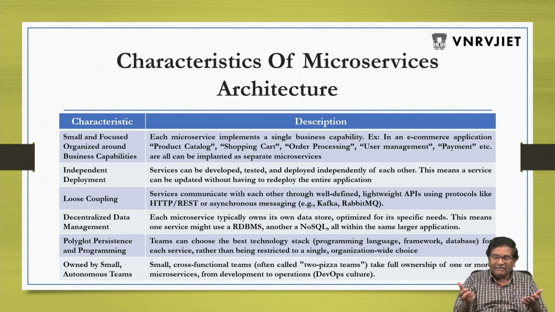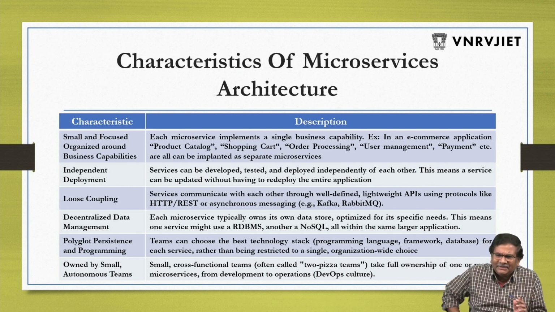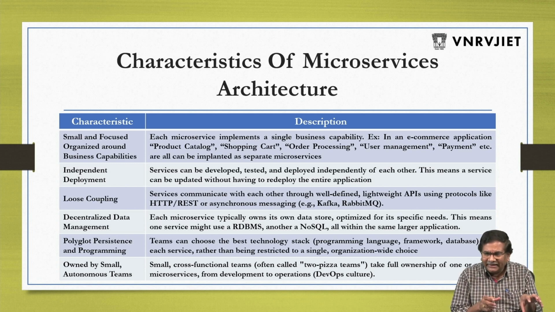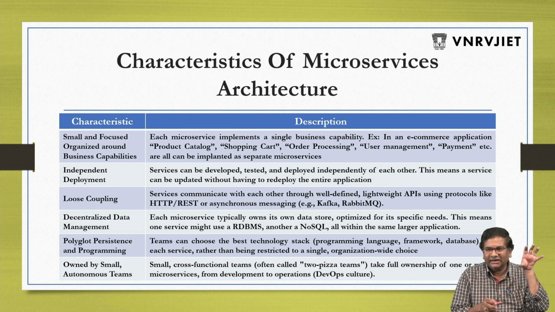Take full ownership of one or more autonomous microservices from development to operations. So that means a team handles maybe product catalog and shopping cart. Another team handles only order processing. Another team handles user management and payment. It depends upon the complexity of the component. Either one business capability or so. They are small teams, take up small things, but they are focused on those small things, right? That's what it is.